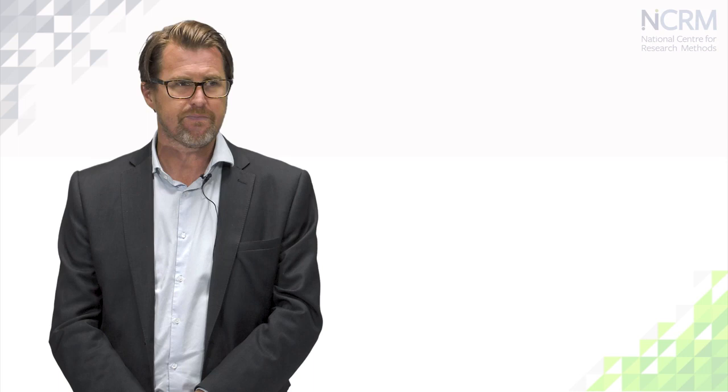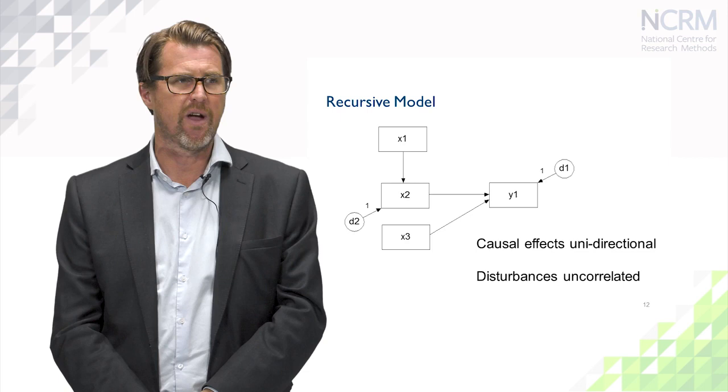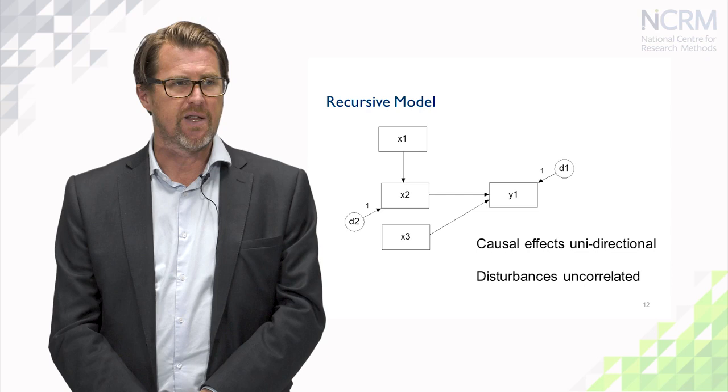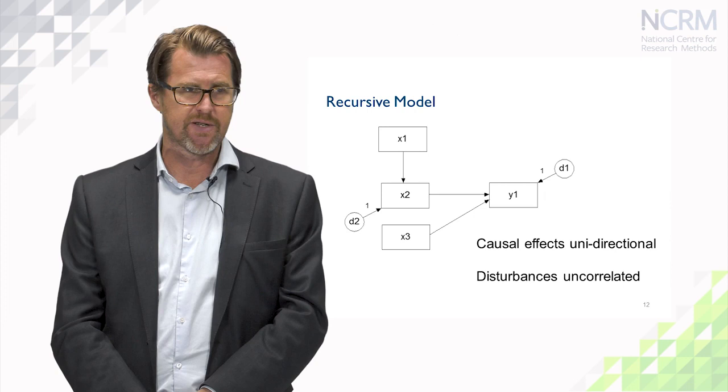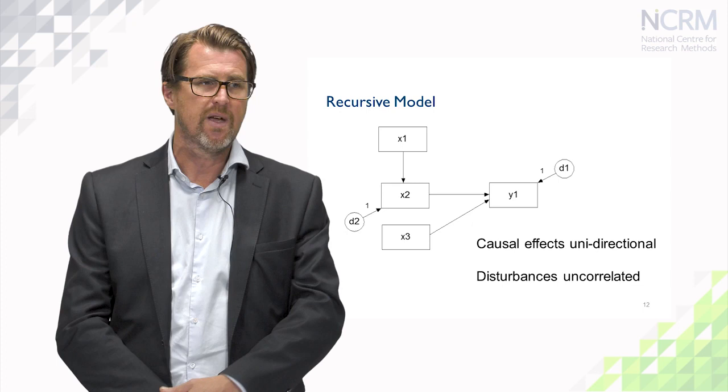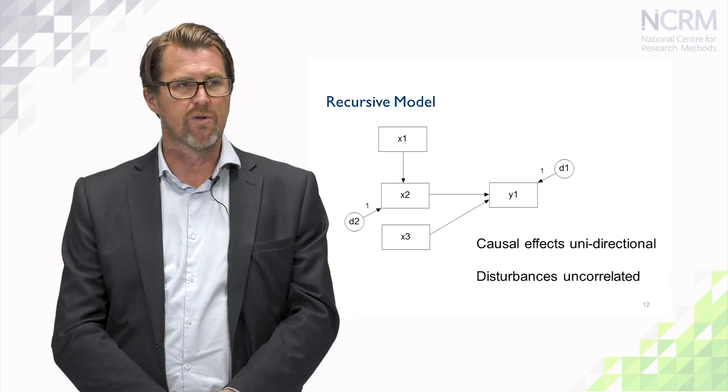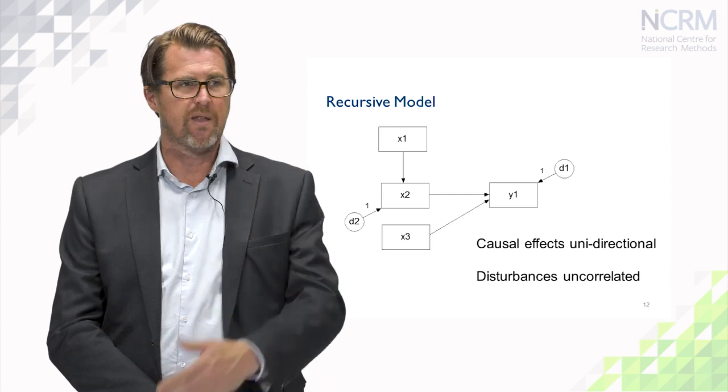So here's an example of a recursive path diagram model. We have x1 causing x2, and there's a disturbance term for that equation. X2 in turn causes y1, we have a disturbance term there, and also in that equation we have x3. So y1 is regressed on x2 and x3. But here we see that all of the causal effects are going in one direction, and none of the disturbances are correlated. So this would be a recursive model.